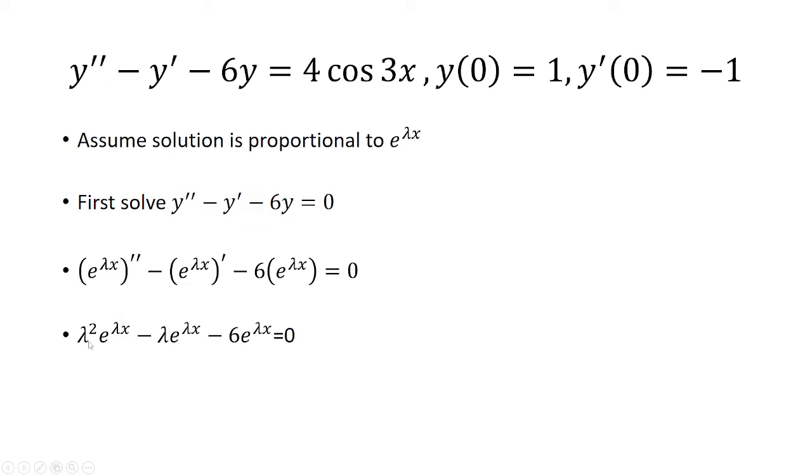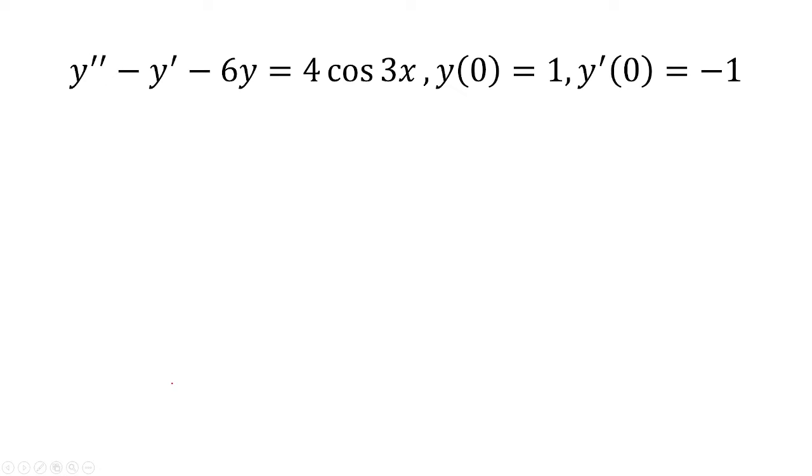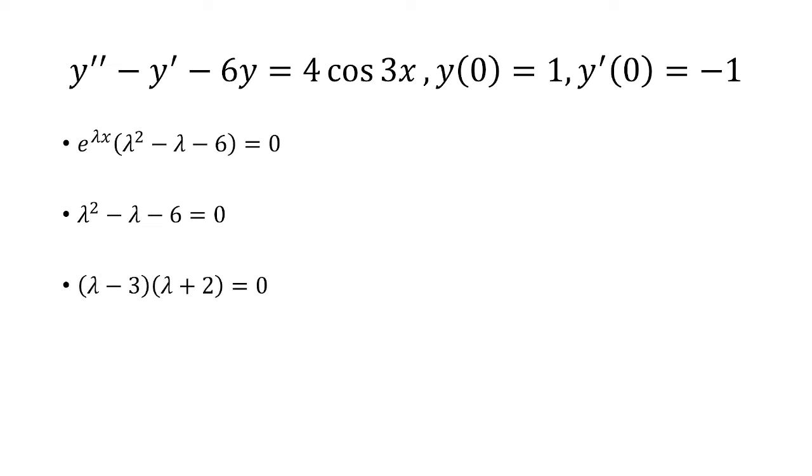So the second derivative will be lambda squared times e^(lambda x), and the first derivative is lambda times e^(lambda x). From here we can factor out e^(lambda x) and have lambda squared minus lambda minus 6 left over. Now e^(lambda x) is never equal to 0, so we can divide both sides by e^(lambda x). And so now we need to solve lambda squared minus lambda minus 6 equal to 0. So factoring that out, we have (lambda minus 3) times (lambda plus 2), and so lambda is 3 and negative 2.